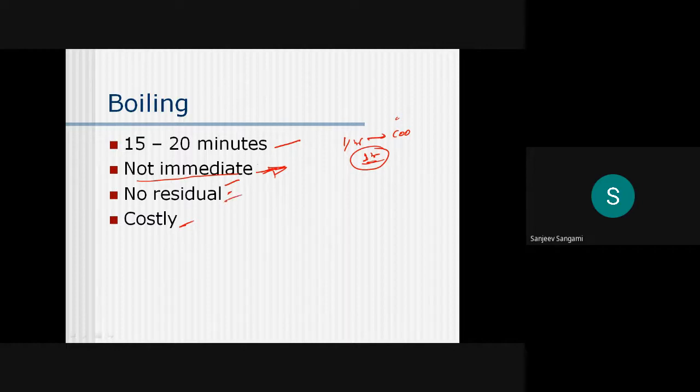No residual means the residual chlorine we talk about after the disinfection process. In the pipeline, if any pollution has happened, it is not possible to handle it. So these are some of the disadvantages. Then it is costly.